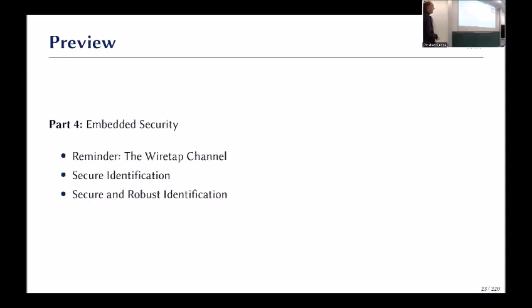Then we will talk in part 4 about embedded security. First, I remind you what it means for transmission to have embedded security. That's the wiretap channel, which was first introduced by Wyner and later generalized by Schaefer and Kerner. Then I will explain how we can generalize this for identification. And you will see that the formula will change. Of course, we also want to make our model robust. So perhaps we have a jammer also. And so I will speak about secure and robust identification.